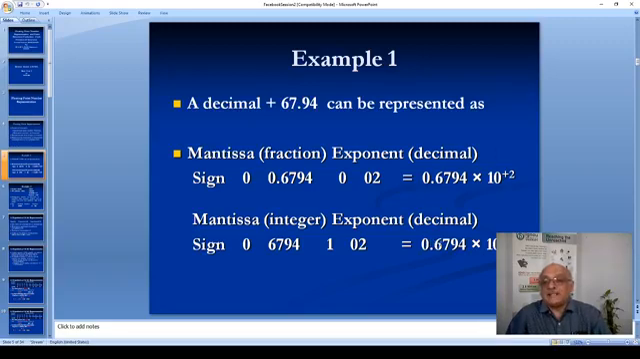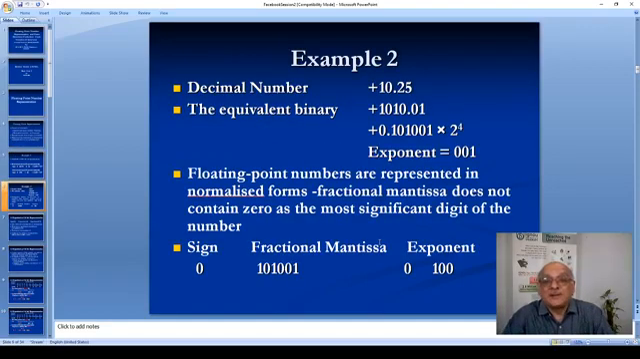The number should be 6794 into 10 to the power minus 2, not 0.6794. 6794.0 into 10 to the power minus 2, and the exponent therefore has to be 1 followed by 0.2. Now that's a very, very complex representation if we talk about computer systems, isn't it? Because in a computer system, this is going to become a very, very difficult algorithm to solve. So what do we do?